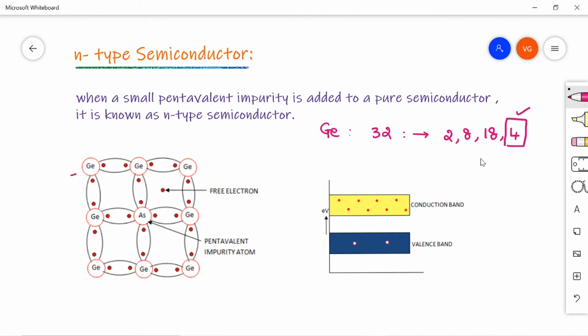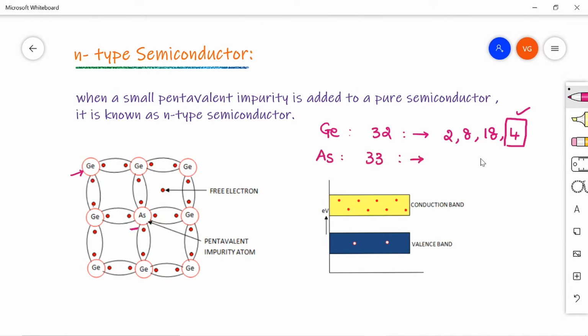See, this is the germanium atom which has 4 electrons. So the covalent bonds are occupied. The pentavalent impurity that is added to the germanium crystal is here arsenic, which has the atomic number of 33.